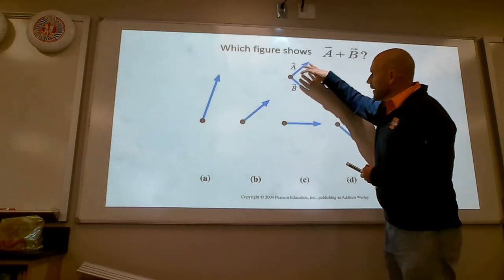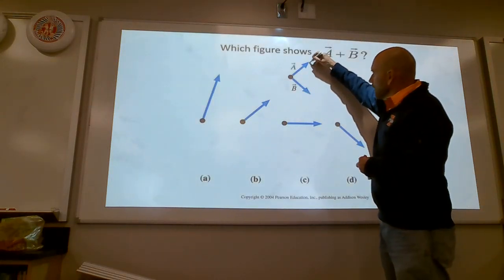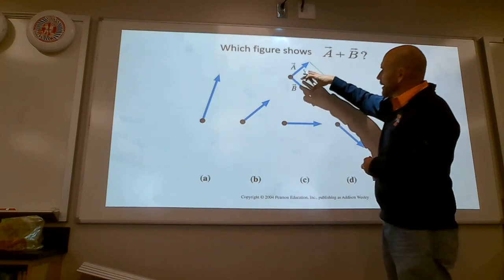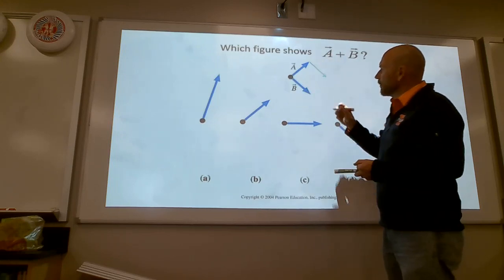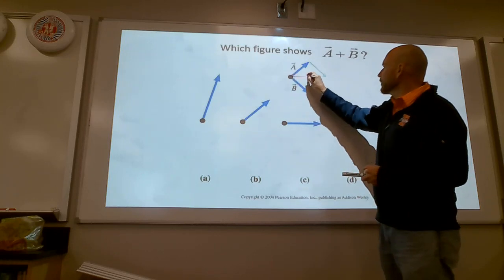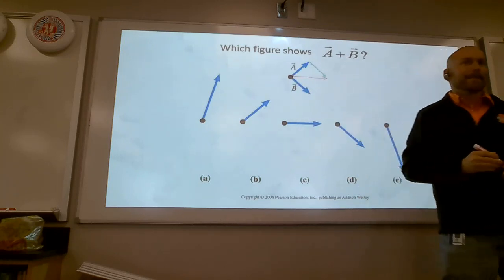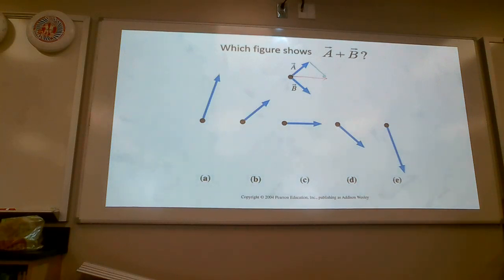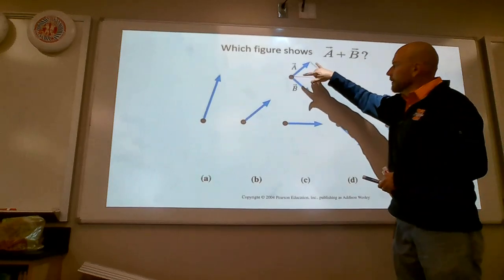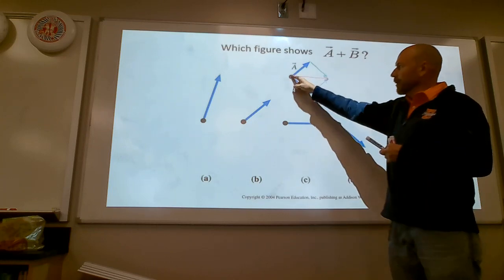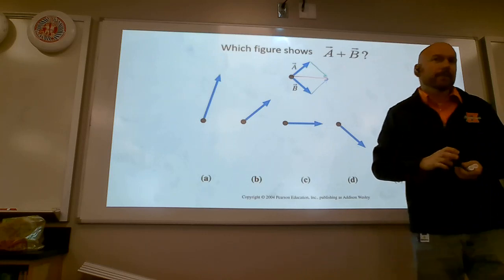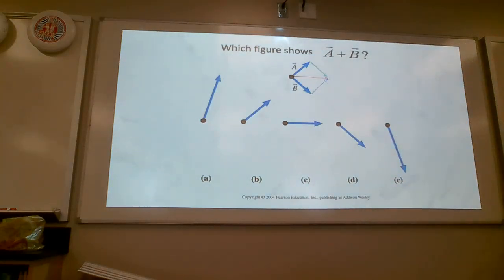Correct answer is C. If I cut and pasted B, so I'm keeping the same direction and the same length. Copy and paste. The resultant, I start at the origin and I draw to the final head. I could, if I wanted to, copy and paste A, and then start at the origin and draw to the final head. Okay. Learn some stuff.